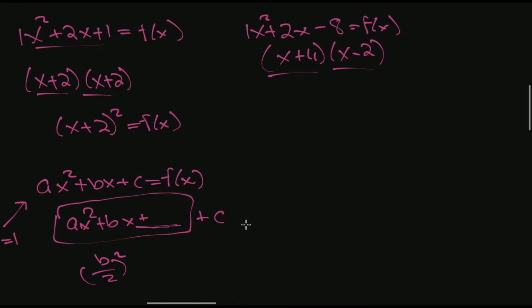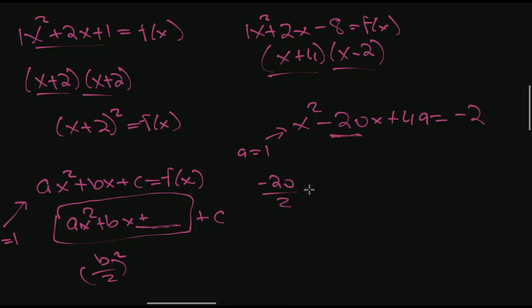So let's look at a real quick example. Let's say I have x squared minus 20x plus 49 equals negative 2. And I want to solve this by completing the square. So this is not a perfect square right now. So I know that my a is equal to 1, which is good, so I can complete the square. I'm going to take my b, which is negative 20. I'm going to divide that by 2, which equals negative 10, and then I'm going to square that number, and that gets me 100. So that's the number that I'm going to be adding in right here, plus 100.